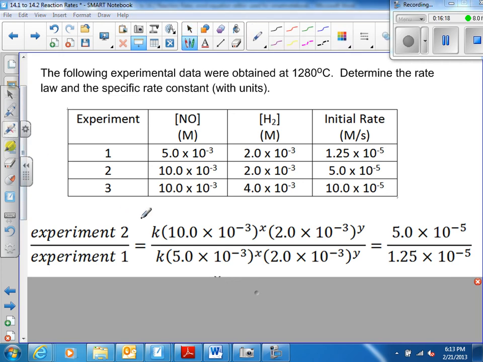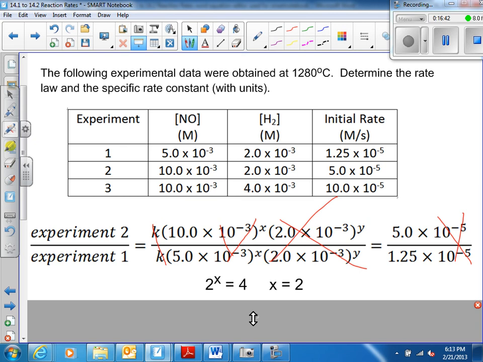Okay, I can simplify my K's. Those cancel. This cancels. And if I look at this, this is 2 to the x, simplifies 2 to the x, and this one becomes 4. 5, these cancel. I don't know if you realize that, those cancel. 5 over 1.25 equals 4. 2 to the x is 4, x is 2.